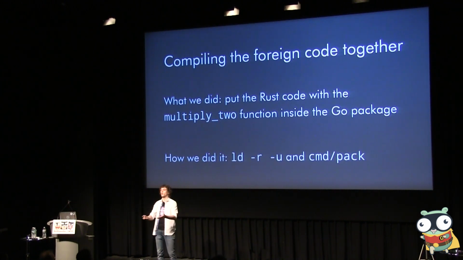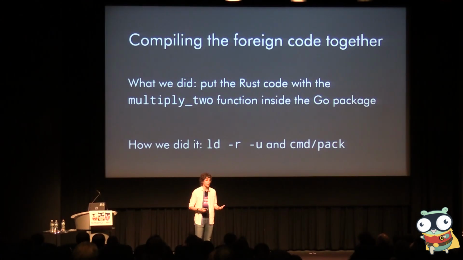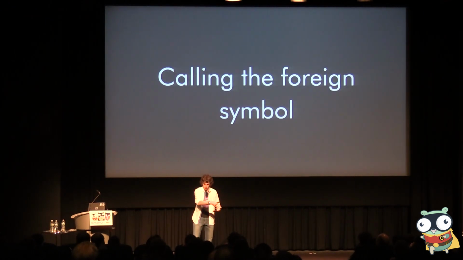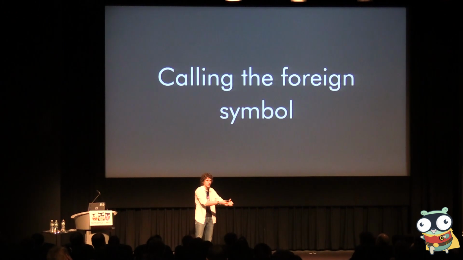So now that we put the code together, we now need to do the jump, somehow call the function from Go that we just put there. They're not going to do anything by sitting next to each other. So to do that, we're going to need to learn a bit of Go assembly language. Who here ever did Go assembly?